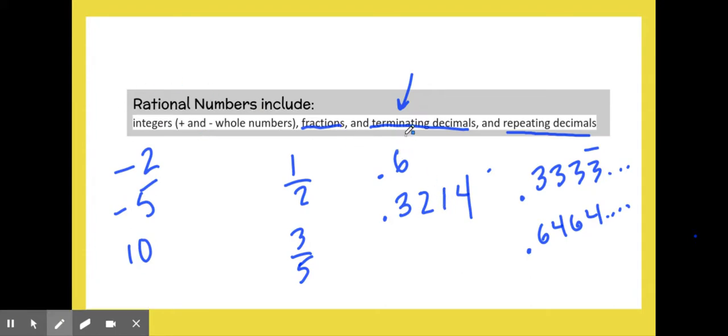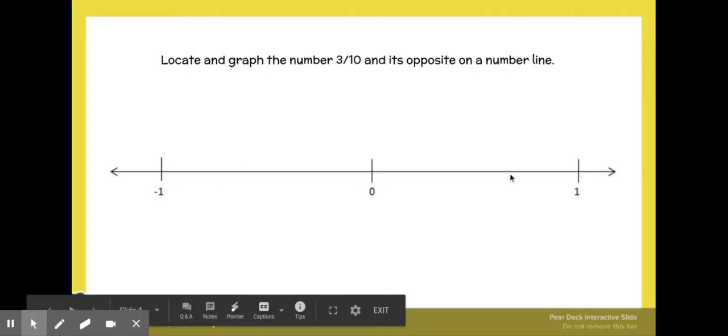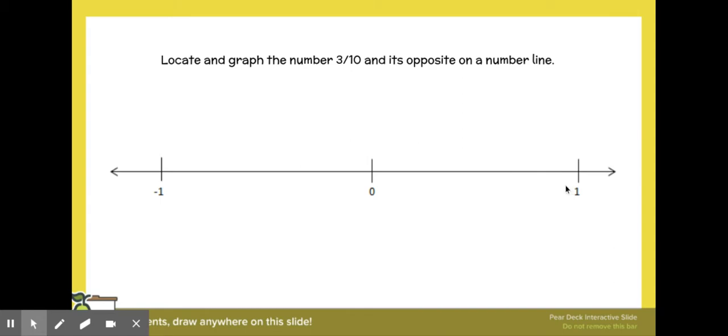Things that are not included would be a decimal that does not repeat, like pi, which would be 3.141592, and it keeps going, but it never repeats. That would not be a rational number. So from here, we're going to talk about where rational numbers are on our number line. Rational numbers on a number line can be in between whole numbers. So if I go from 0 to 1, I also have numbers in between them. They're just not whole numbers, but they would include our rational numbers like fractions and decimals.